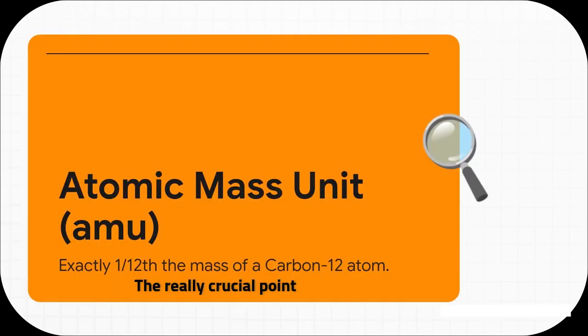The really crucial point here is that scientists took that single microscopic pizza slice and gave it an official name, the Atomic Mass Unit, or AMU for short. By formal definition, 1 AMU is exactly 1/12 the mass of a carbon-12 atom. So, instead of dealing with impossibly tiny, mind-numbing fractions of a gram, chemists now had this super convenient unit custom-built specifically for the microscopic world.